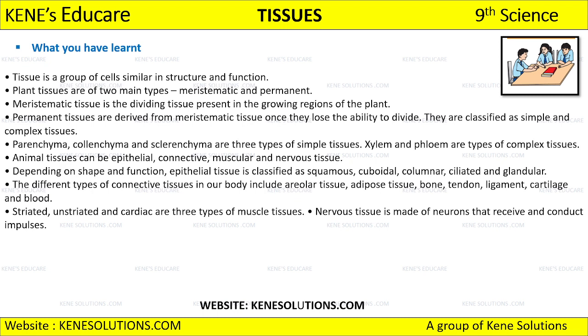So these are the three types of muscle tissues that we have. And the last tissue that we discussed just now is the nervous tissue, which is made up of neurons, and these neurons are going to receive and conduct impulses. What are these neurons going to do? These neurons are going to receive and conduct impulses. Okay.